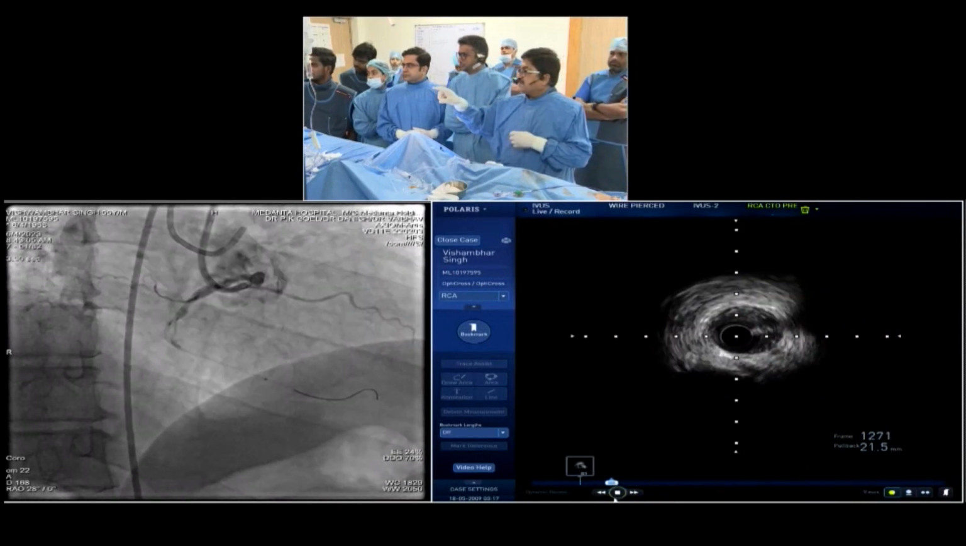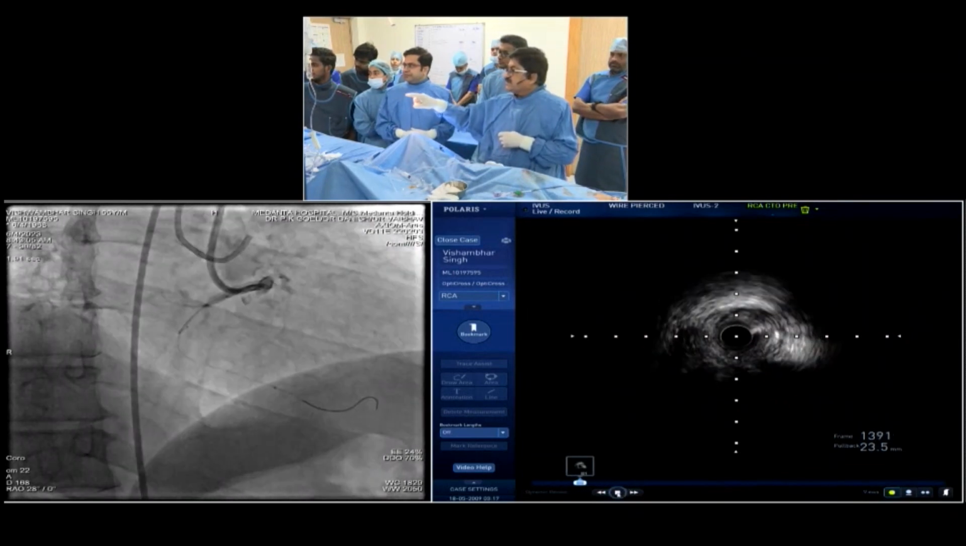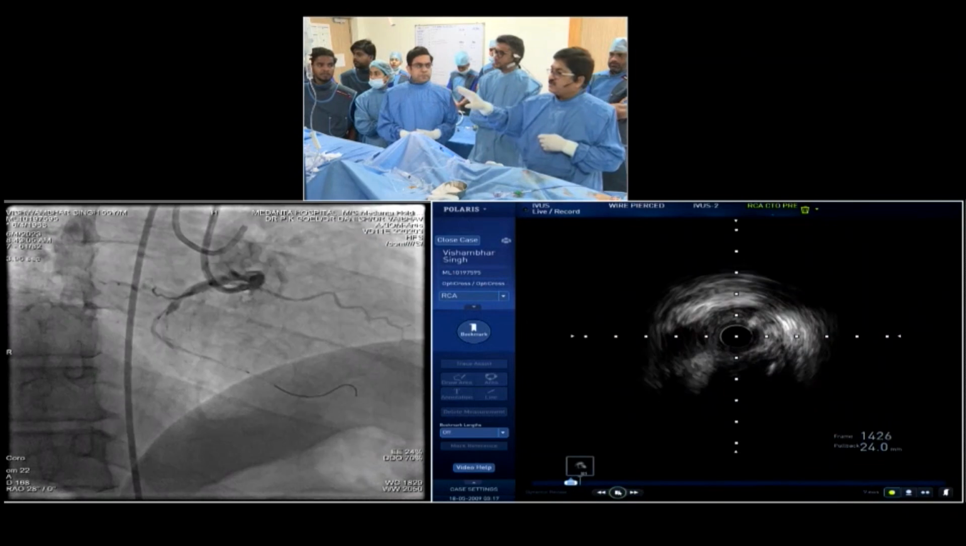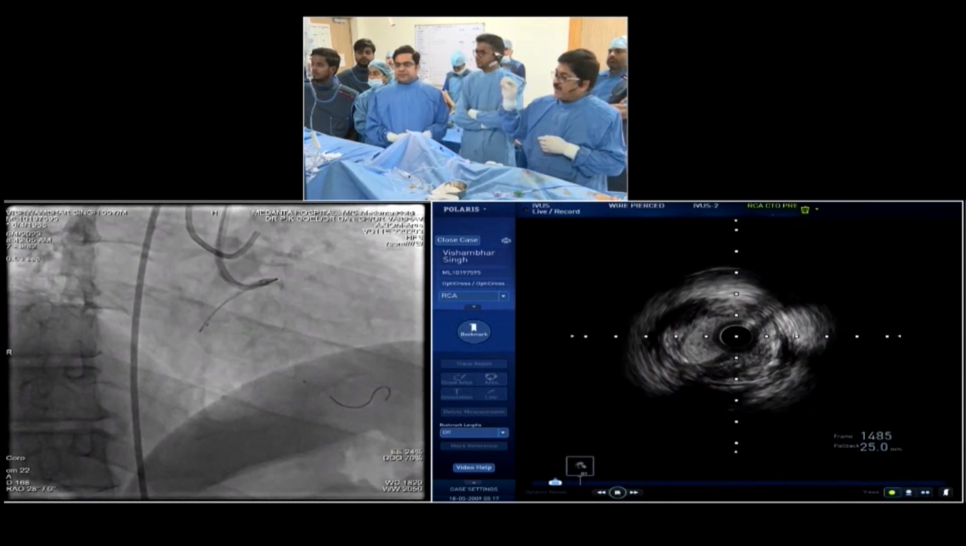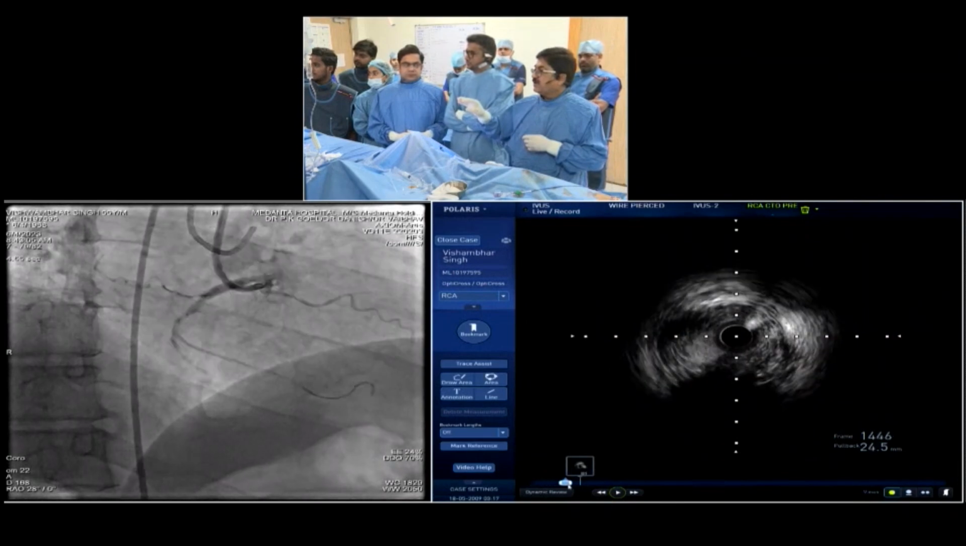Now you start seeing the RCA stump at the 6 o'clock position. Can you see that? That's where we want to enter. So we have identified where the native blocked RCA is, all right?